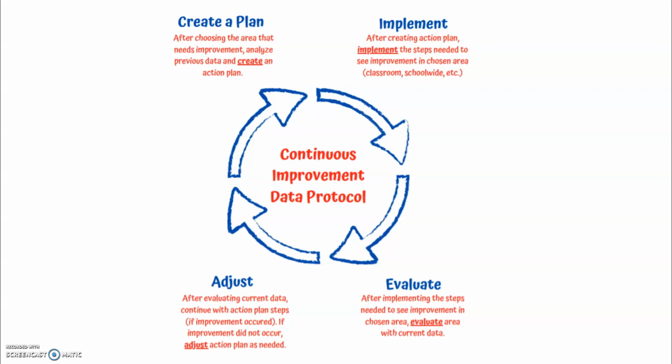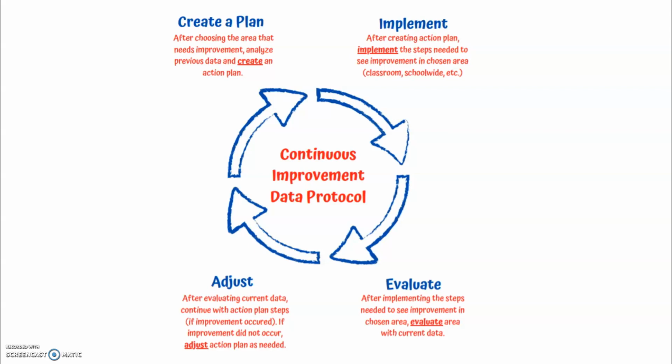So we start in the top left corner to create a plan. That's where you begin when you want to make improvement based on data-driven instruction. So the first step, create a plan. After choosing the area that needs improvement, you need to analyze previous data and create an action plan. So what are you going to do to change that data?